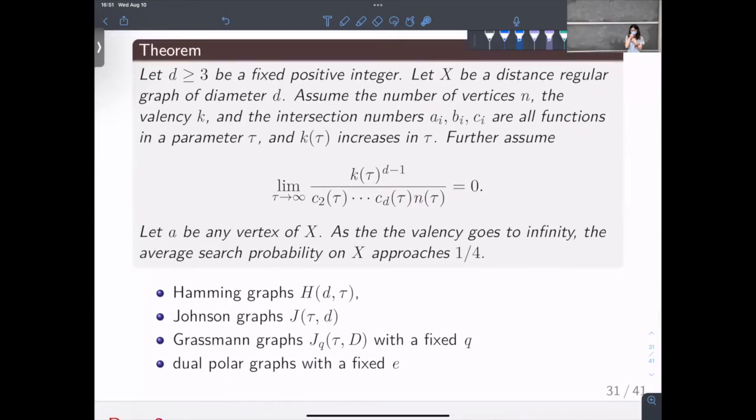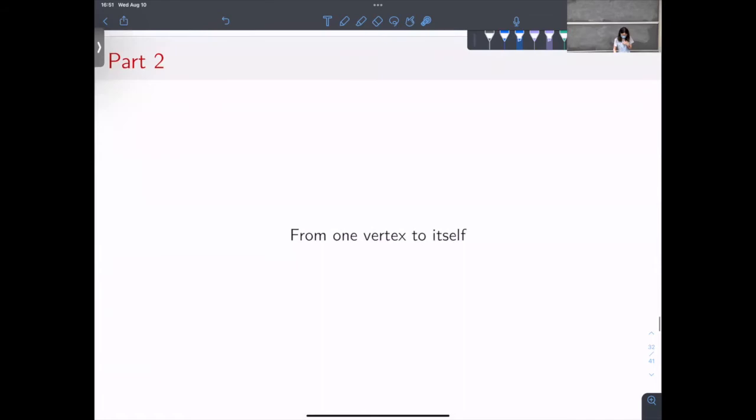This captures a lot of graphs with fixed diameters. For example, the Hamming graph with fixed d, the Johnson graphs with fixed d, Grassmann graphs with fixed q, and dual polar graphs with fixed e, and many others. That was about families with the fixed diameter.